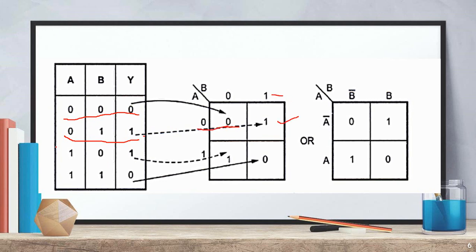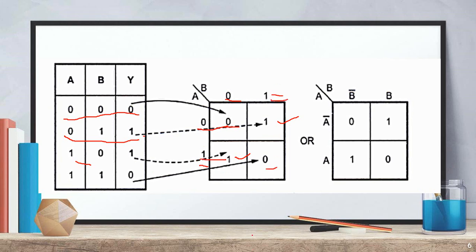Next condition, 1 0, it is 1. So when A is 1 and B is 0, this condition, we are making 1. And the last one, 1 1 0: A is 1 and B is also 1, so we are getting 0.